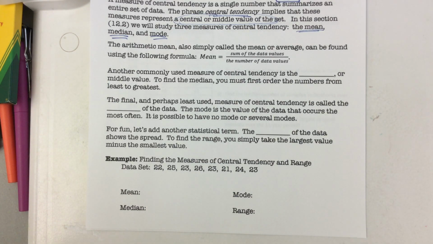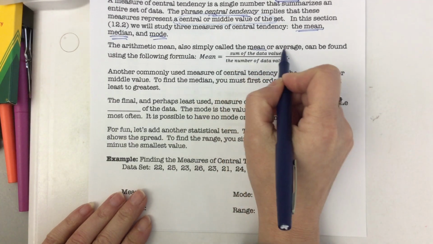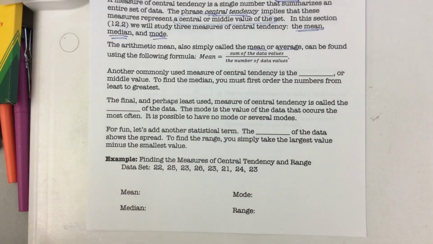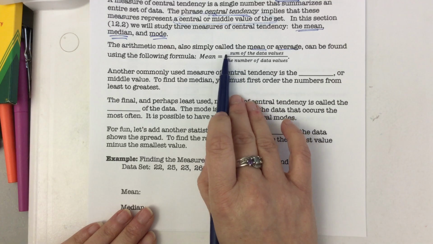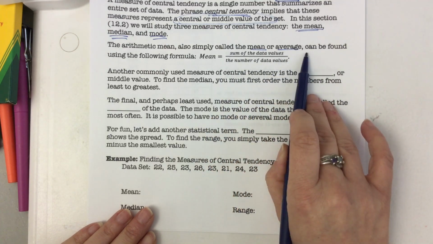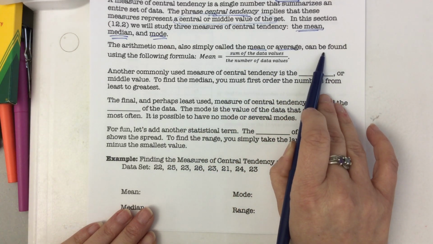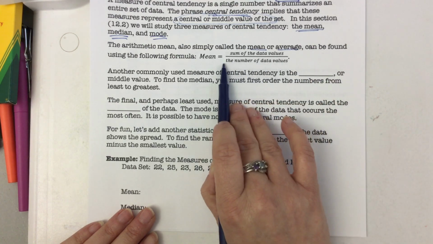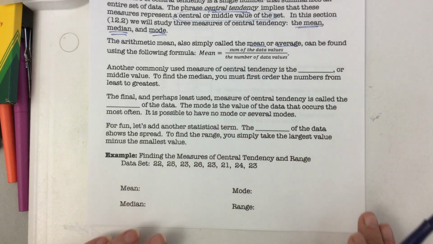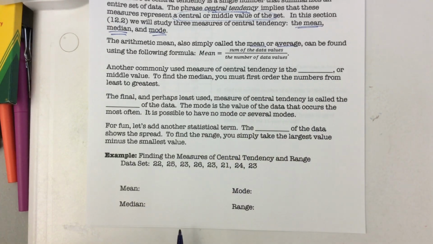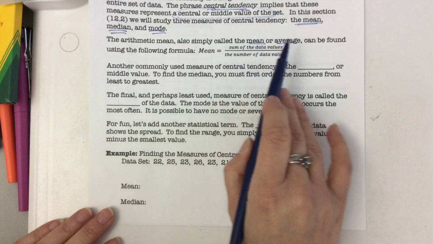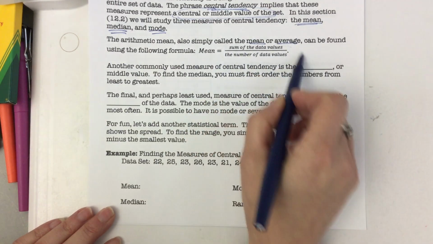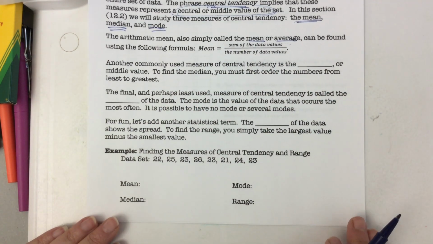The arithmetic mean, also simply called the mean, or oftentimes the average, can be found using the following formula. You add, remember sum means add, all the data values. Whatever the sum is, that is the numerator, the top of the fraction. Then you count how many numbers you added. That goes on the bottom. So add all the numbers together, divide by how many you have.